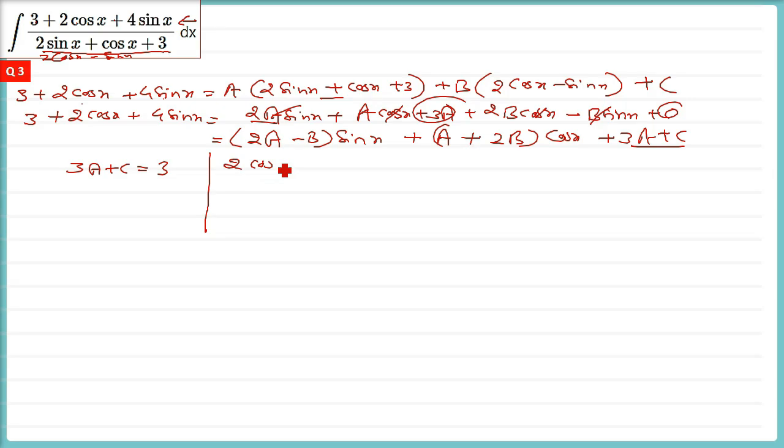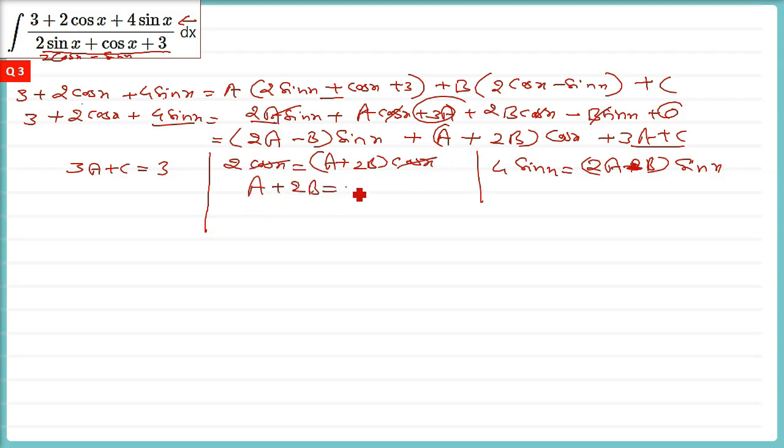The second equation is 2 cos x will be equal to a plus 2b into cos x. The third, we will equate the sin x term, which is saying that 2a minus b has to be equated with the 4, because sin x will get cancelled. So let me write the actual one here. Alright. Now the first equation we are getting is 3a plus c equals 3.